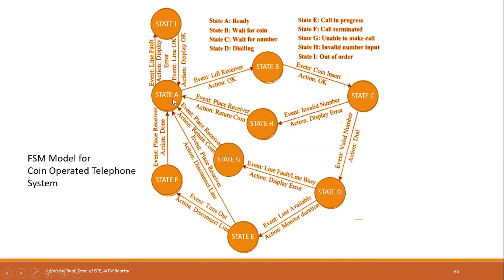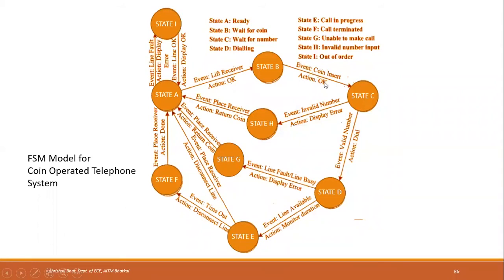It has to come to the ready state by displaying okay, that the line is proper. Now when it is in the ready state, when the line is proper, when the user lifts the receiver, or makes it off hook, then it goes to wait for coin. The telephone system will be waiting for the coin from the user. So the event is lift receiver. When the user lifts the receiver and the action is okay, it will accept that and go to the wait for coin state, where it will be waiting for the 1 rupee coin.